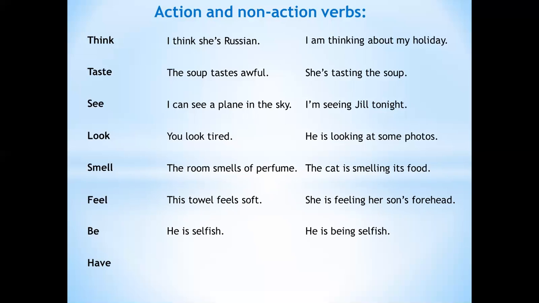To have: for example, he has a big house, which means he possesses that house. But in the sentence, he is having lunch now, which means he is eating it. So, with some idioms such as have breakfast, have lunch, have dinner, have a shower, we will always use present continuous.